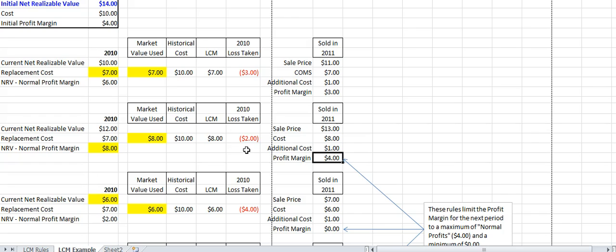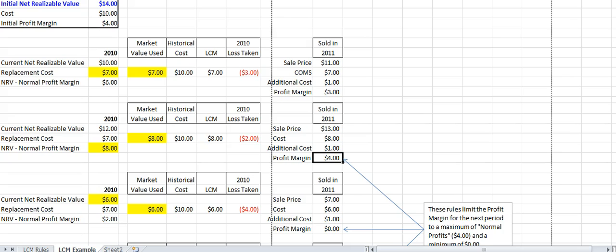Because if I would have maintained a cost of $10 here, then I would have had a sales price of 13 minus $10 in cost minus $1 in additional cost. I would have had a profit margin of 2, but it would have been lower than normal. So we want to recognize the loss in value up front.